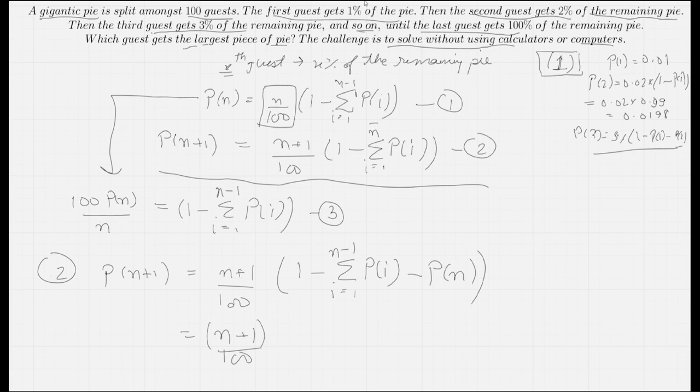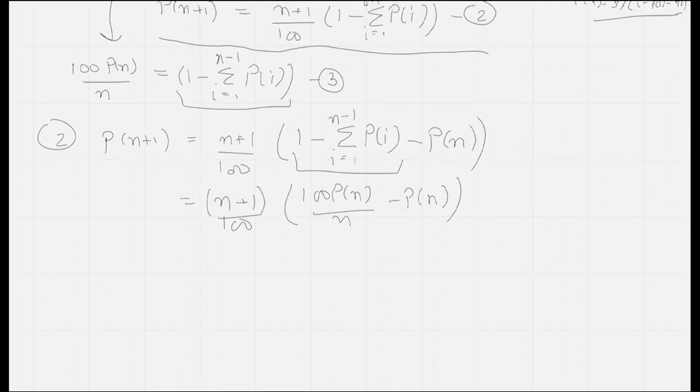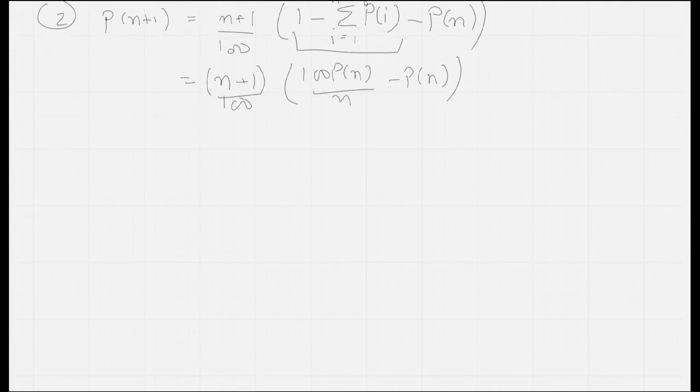So what we can do here is substitute from 3. We know the value of these, right? So this is 100 Pn upon n minus Pn, right? So let's go some further down. So this implies, let's take this 100 on the Pn side, or let's just keep it here only. P of n plus 1 equals (n plus 1) upon 100 into (100 minus n) upon n, right, into Pn.